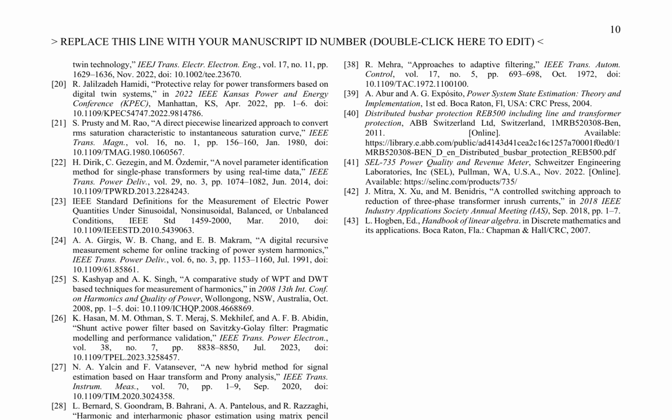It begins by discussing the fundamentals of transformer inrush currents, including their definition, causes, and effects on power system operations. The authors highlight the importance of understanding and mitigating inrush currents to ensure the reliability and efficiency of power transformers. The paper then delves into various methods for mitigating inrush currents, including the use of controlled switching techniques, shunt active power filters, and harmonic and interharmonic phasor estimation methods. Detailed descriptions of these methods are provided, along with their advantages and limitations.